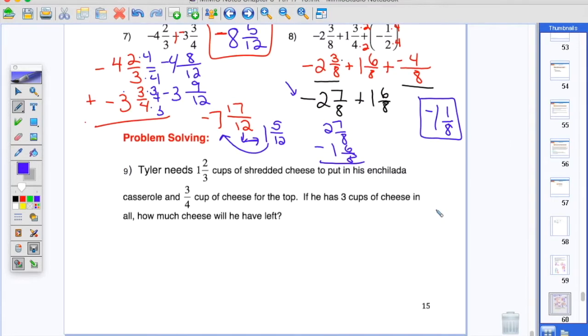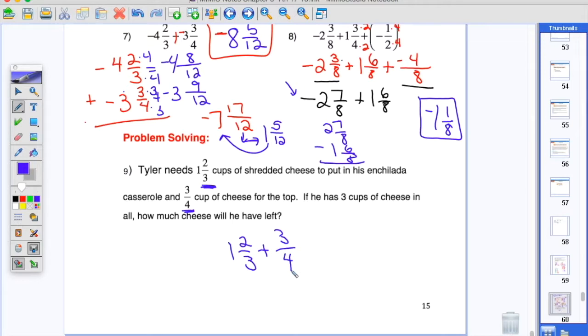On the last problem, it's problem solving with mixed numbers and fractions. It says Tyler needs 1 and 2/3 cups of shredded cheese to put in his enchilada casserole and 3/4 of a cup of cheese for the top. If he has 3 cups of cheese in all, how much cheese will he have left? So Tyler needs 1 and 2/3 cups of shredded cheese and 3/4 for the top. So we can add those two amounts together. This is how much he's using.